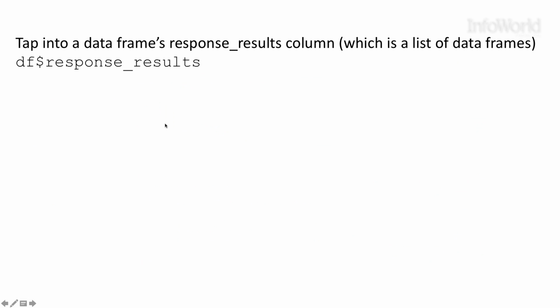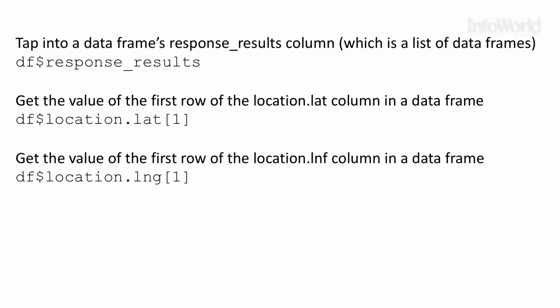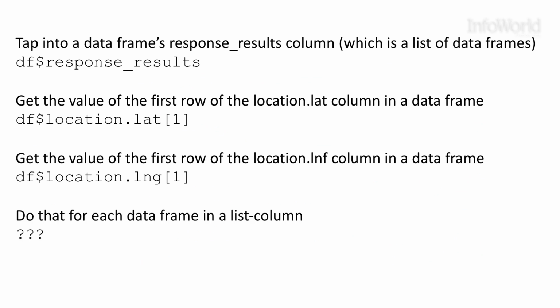We want to work with the response_results column in the data, which happens to be a list, and each item in that list happens to be a data frame. For each data frame, we want to get the value of the first row of the location.lat column, and then also the first row of the location.lng column. Separately, doing each of those things are basic. The question is, how do we want to do that for each data frame in the list column? Like pretty much everything in R, there are multiple ways to do this. I'd like to show an elegant answer using purrr's modify_depth function.